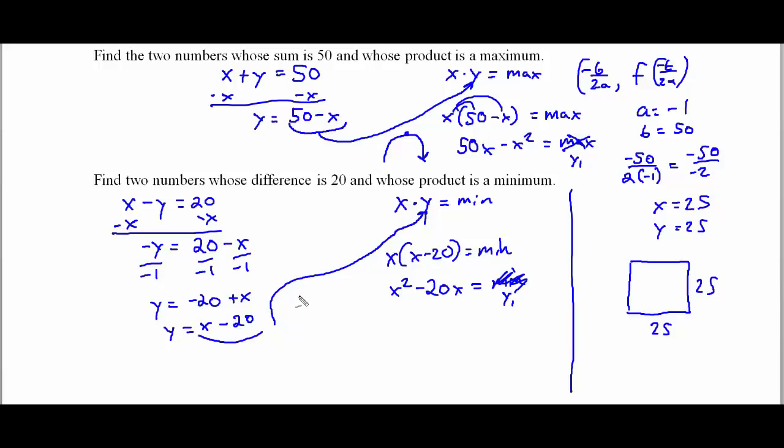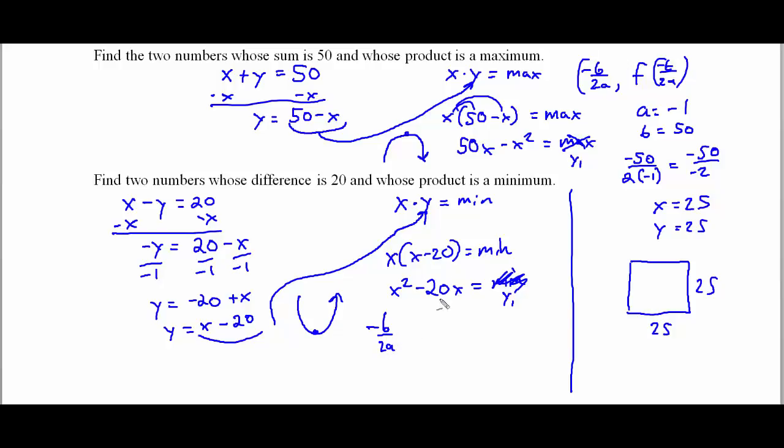And what that's going to give me is some smile. The reason why I know it's a smile is because the a value is 1. And that is going to have a vertex that's going to be at the minimum of that parabola. And to find that, x is going to be negative b over 2a.